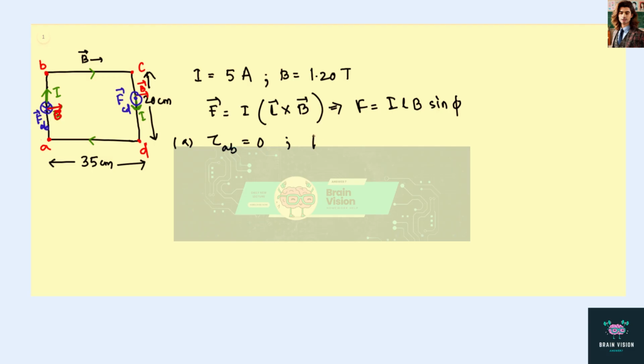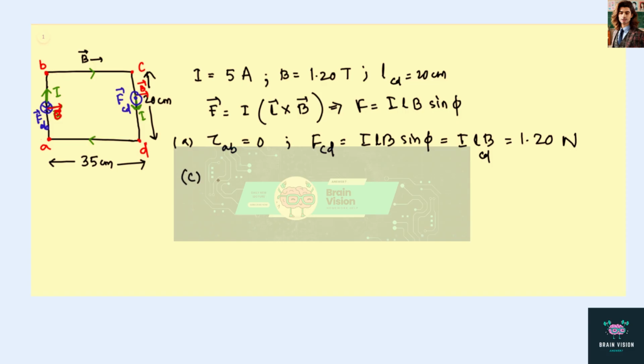And so let's find this force first. So FCD will be ILB sine phi from here. Phi is 90 degrees, so it will just be ILB because sine phi is 1. Now current is given. We know the length. So L is this length of the segment. So LCD is 20 cm and we convert it into meters while using it. So this gives 1.20 Newton.